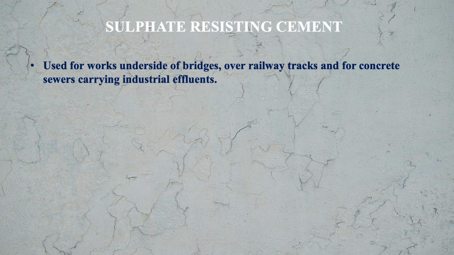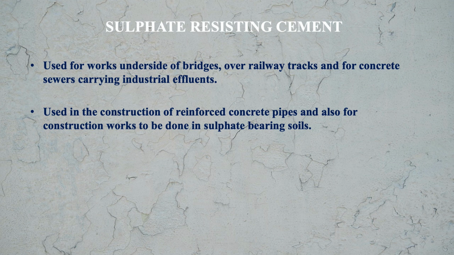It is also used over railway tracks and for concrete sewers which carry industrial effluents, because industrial effluents have a lot of chemicals which may attack the concrete. This cement is also used in the construction of reinforced concrete pipes and for construction works to be done in sulfate bearing soils. So these are the uses of this cement.